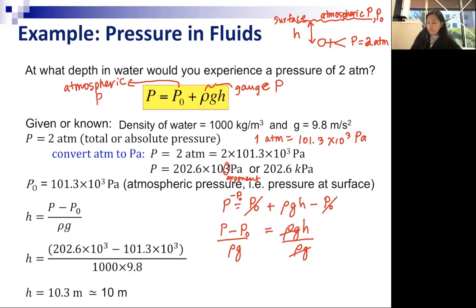Are we happy with this solution for finding the depth? Good. Okay. Right.